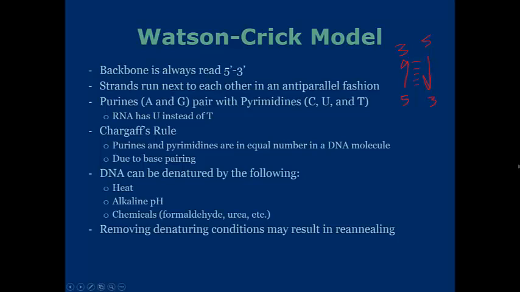That's what it means to be anti-parallel. Purines pair with pyrimidines, and RNA, as I said earlier, has U instead of T, uracil replacing thymine. Chargaff's rule simply states that purines and pyrimidines are equal in number in a DNA molecule, and this is because of the base pairing. Things that can denature DNA are the following: heat, alkaline or basic pHs, and chemicals, formaldehyde and urea being the most common. And obviously, if you remove these denaturing conditions, you can probably reanneal the DNA if you try hard enough.